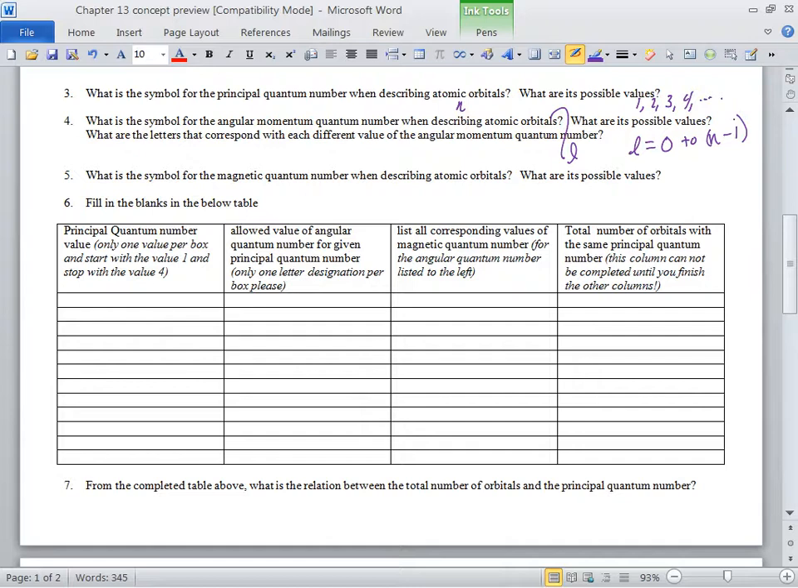Oh, and what are the letters that correspond? So we should probably list these out. 0, 1. Little l. 0, 1, 2, 3, 4, 5. What's the letter? If little l is 0, the letter is going to be s. Then it went to p. Now, these are lowercase letters, right? p. And then d, f. Now it gets alphabetical. g, h, i, and just keeps going.